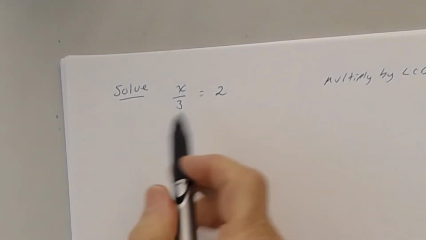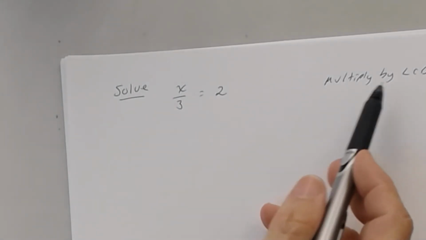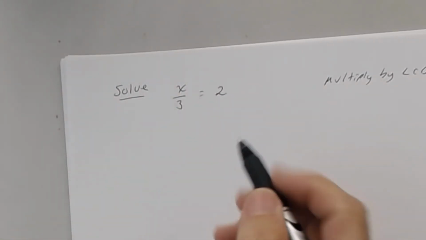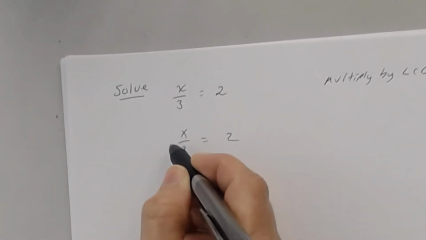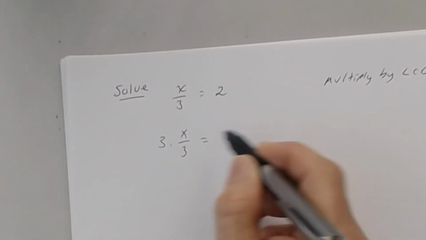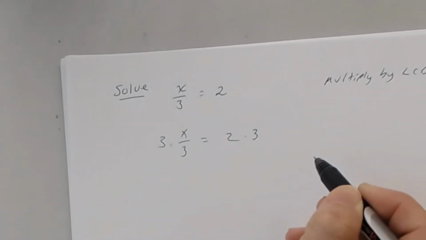So what you do to one side, you do to the other. So to get rid of this fraction, I'm going to multiply both sides by the LCD. So it's going to look like this. We're going to rewrite it over. I'm going to say times 3. What I do here, I've got to do here. So say times what? 3.